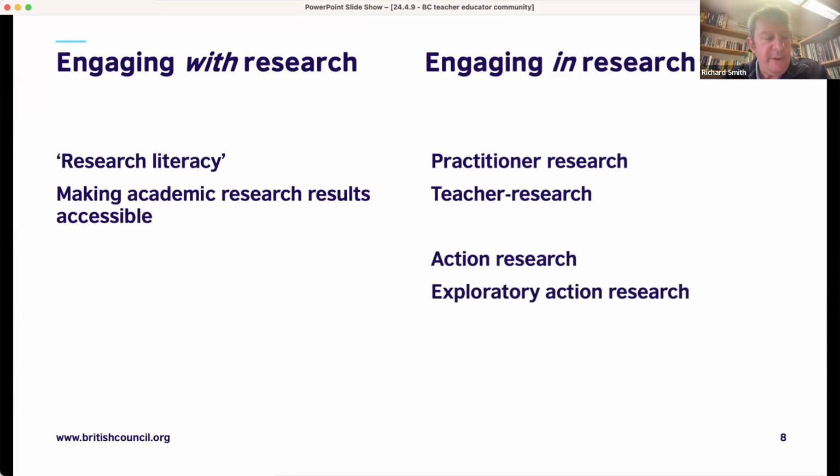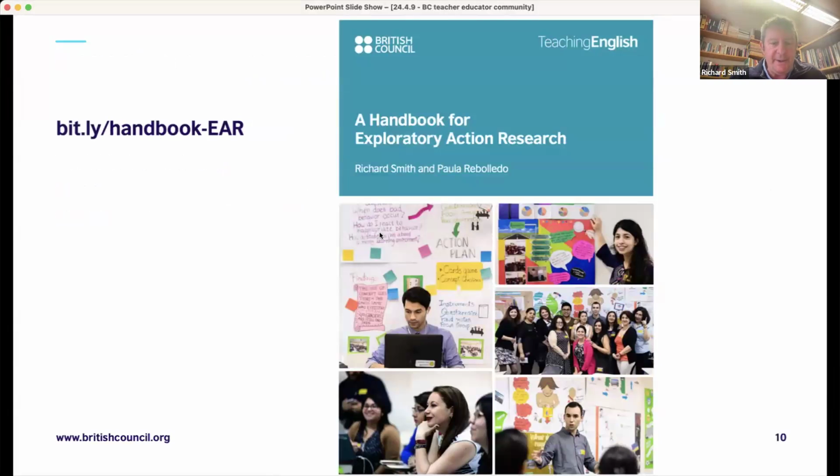So we know a lot. I'm going to assume that you've heard about action research. I'm also going to assume that you can find out about exploratory action research, using some of the links on the handout I've prepared, which has a lot of links to things like this.